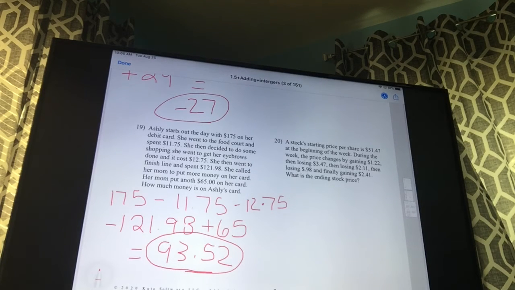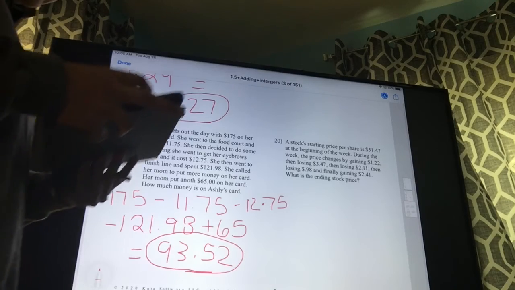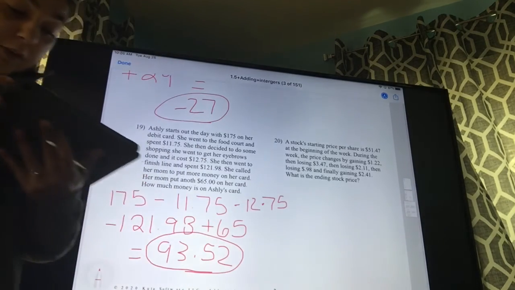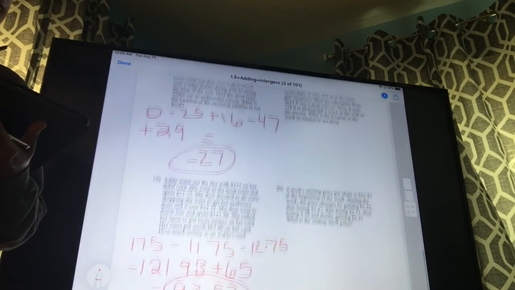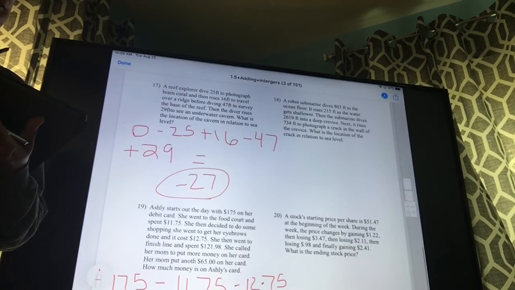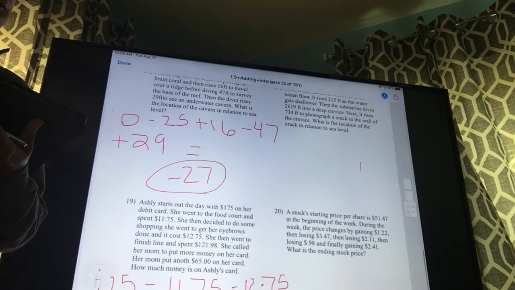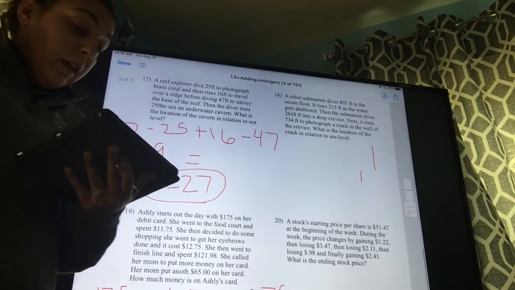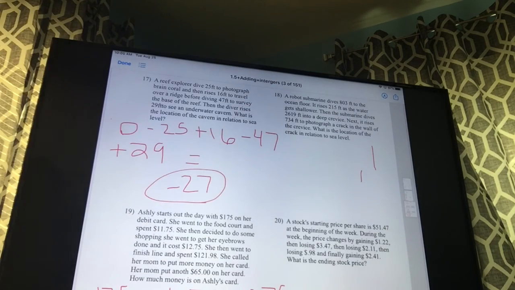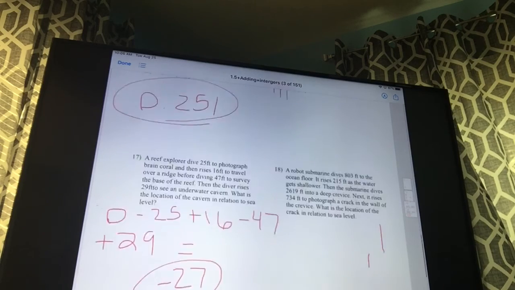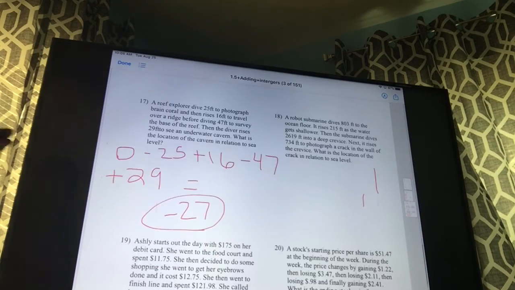Okay. And let me read the other ones. Gaining, losing, those ones aren't too bad. Okay, the submarine one, obviously he starts out at 0 and then he dives. So make sure that you are paying attention to where he started. And then that's all I got.